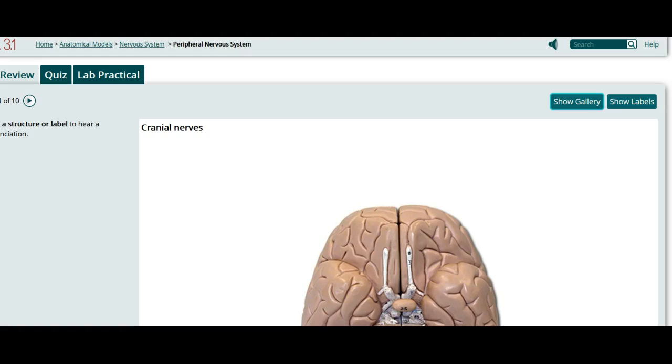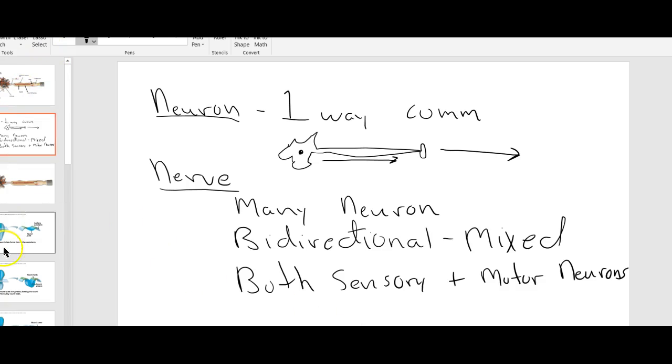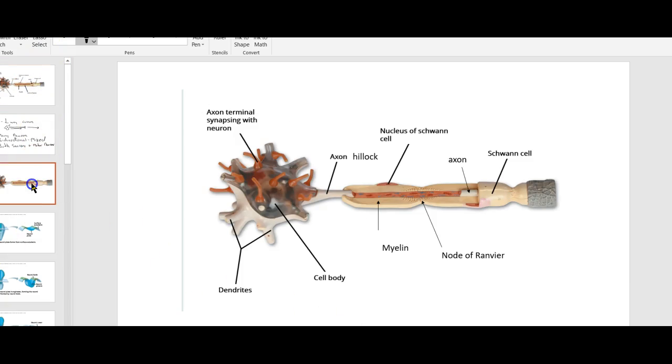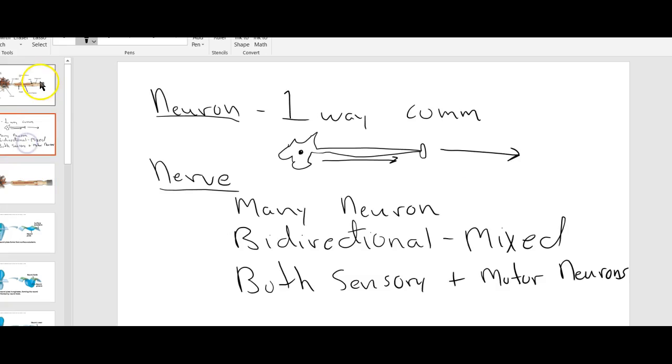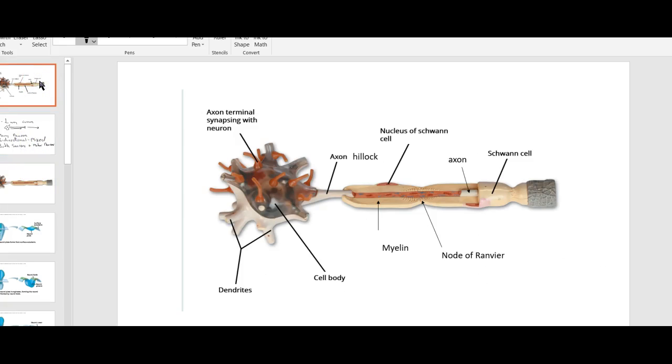But I have included this PowerPoint, which I just dumped a blank slide into so I could draw. Here is my version of what the book has. I added myelin, node of Ranvier, and I put the axon label here. So I'm going to call this the axon hillock. On Practice Anatomy Lab, it's just the axon, and then I just label the axon down here to differentiate the hillock from the rest of it.